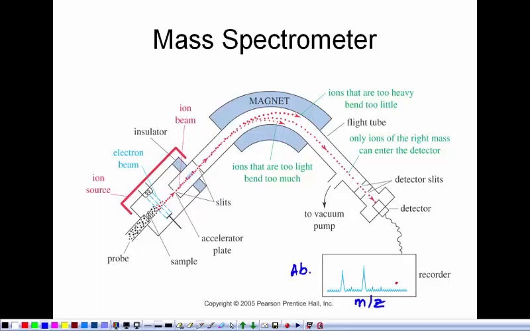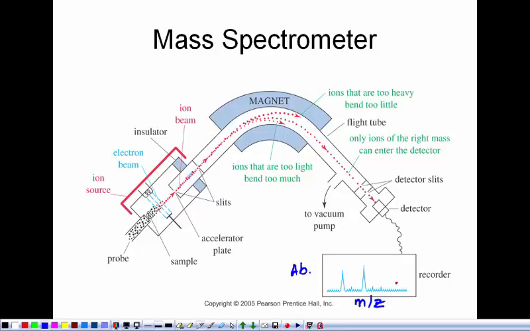So where we see these peaks, well, those are molecules with a mass of whatever, maybe 35, 59, something like that. And then the height of the peak is the abundance, how many ions struck the plate or struck the detector for that particular mass. And so that gives us then a mass spectrum.